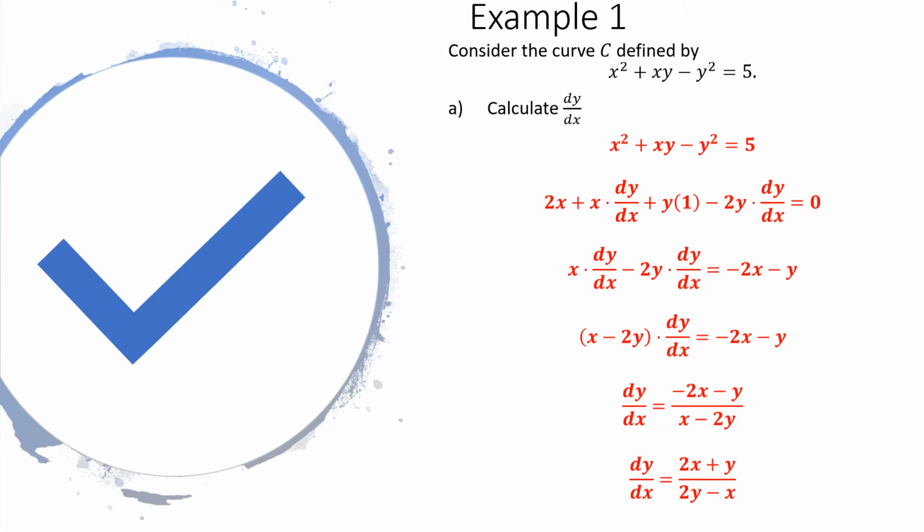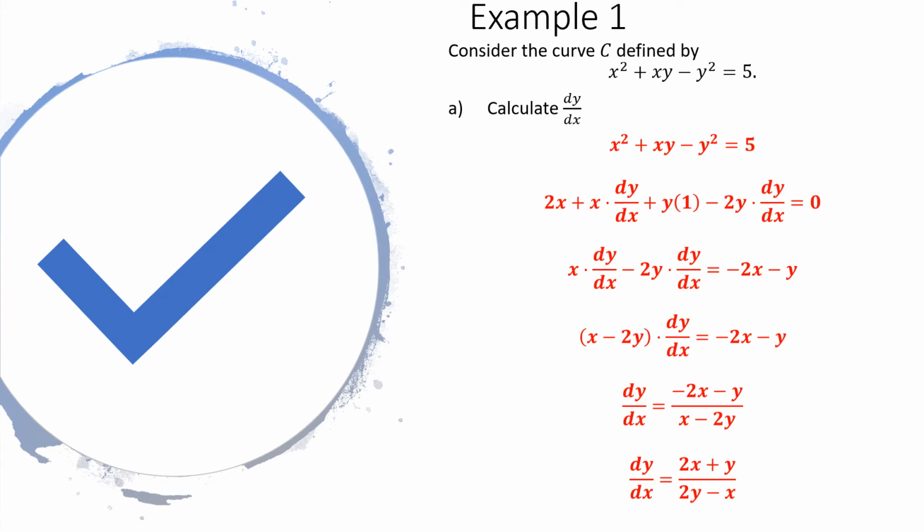Alright, so here's our first example. It says consider the function x squared plus xy minus y squared equals 5. They say calculate dy dx. Alright, so remember we have to kind of do this implicitly because we have xy on the same side.